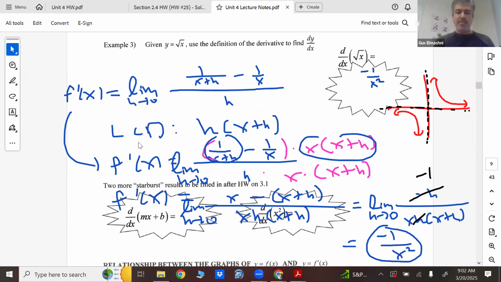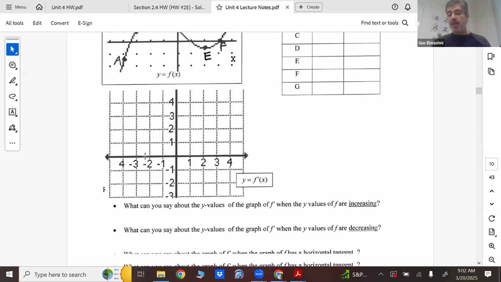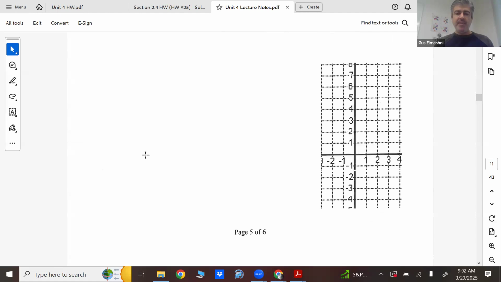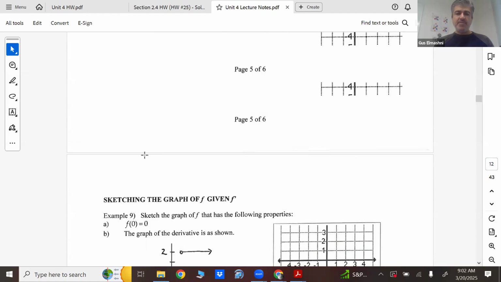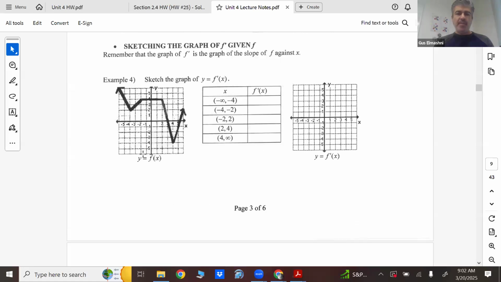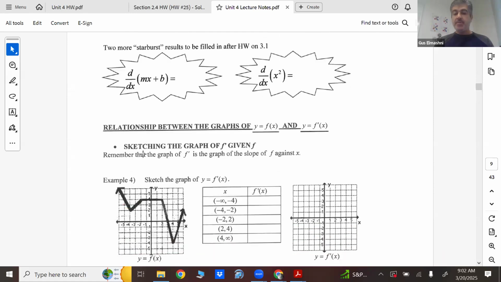All right, let's try this next one here. And then we're actually going to talk about graphs a little bit. Okay, we'll get there. Why don't you guys try this one on your own really fast, and I'll do some summaries. And I'm going to talk about sketching the graph.